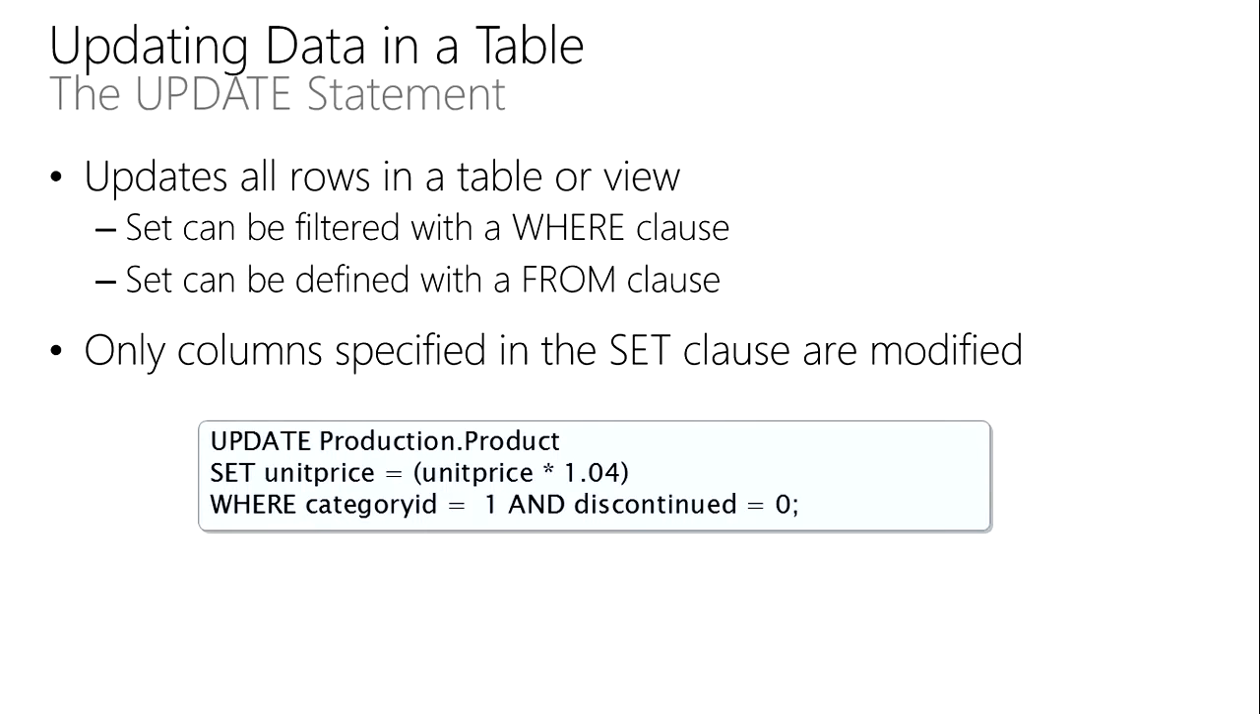So only the columns specified in the set clause are modified. I can specify multiple columns in the set clause, but only the ones that I specify are affected. The other columns remain at their existing value. So if you have an identity column, for example, it doesn't generate a new ID or anything like that. That stays as it was. Only the columns in the set clause are affected.